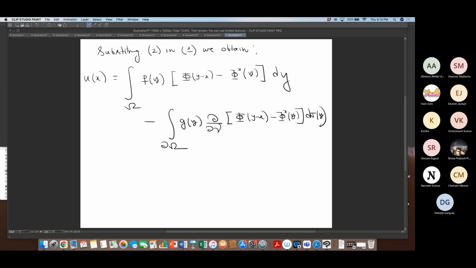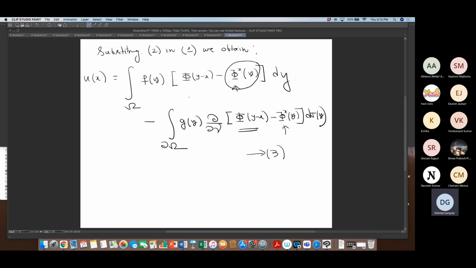See, so I have introduced this function. I have eliminated that del u by del nu into phi of y minus x term. Okay, but the problematic part here is that I have to introduce a new harmonic function, phi superscript x, which is a harmonic function and satisfies the boundary condition that phi superscript x equals phi of y minus x. Okay, clear? But this will have a great implication in our study.